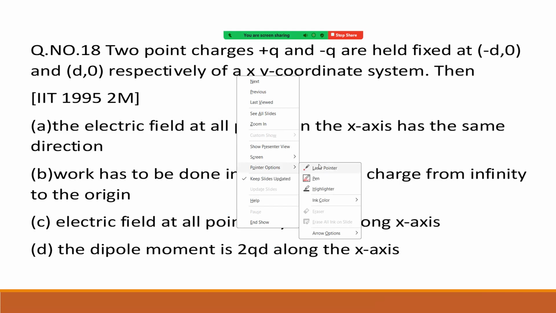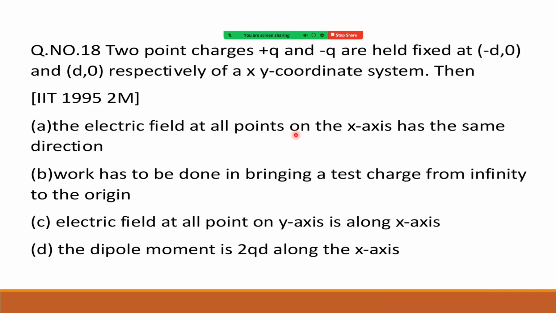So coming to the options, electric field at all points on the x-axis has the same direction. This is wrong, because in between the charges the direction has changed. Next, work has to be done, and that is wrong because delta V value is 0. Okay. Electric field at all points on the y-axis is along the x-axis. So this is correct, option C. Dipole moment, this is the modulus value. Okay, but the direction part, direction is along negative x-axis. So the only correct option is option C.